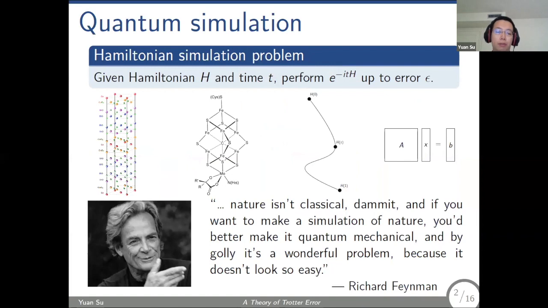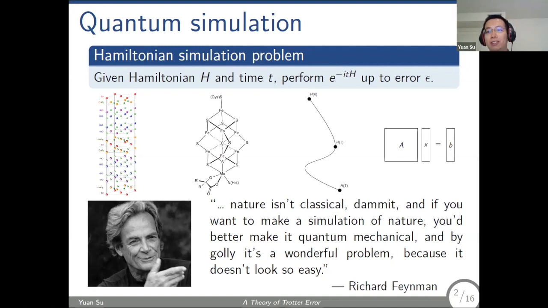Okay, so the problem is as follows. You have a Hamiltonian, a Hermitian matrix. You have some evolution time, let's say time t. And basically the goal is to perform e^{-iHt} up to some accuracy epsilon. So, this problem seems to be very straightforward. Basically, you just want to exponentiate a matrix, but it turns out that is quite difficult for a classical computer.